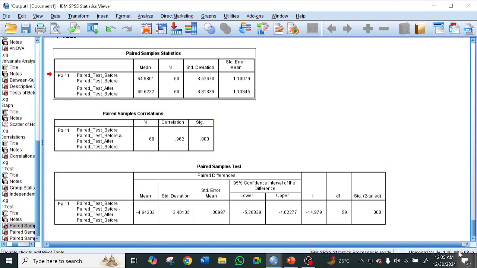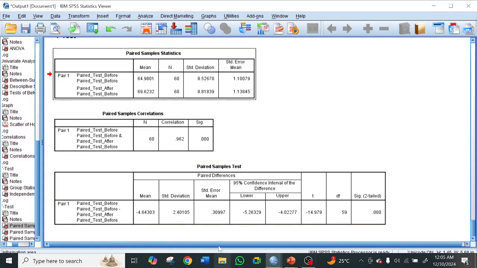Then for the significance at two-tailed, the correlation is statistically significant. So we can conclude that the high correlation suggests that the participants who scored high or low before the intervention also tend to score high or low after the intervention. But now, if we bring in our t-test value.